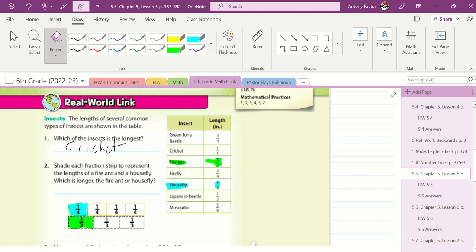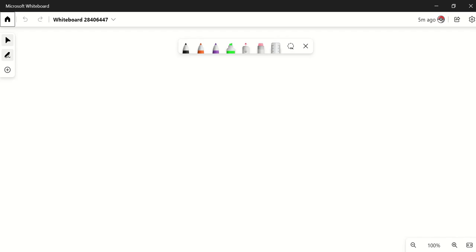If for any reason the housefly had been 2/4 or 1/2, it would have been this long and been longer than the fire ant. This is a way to be able to compare without having to change the denominators of 1/4 and 1/3.